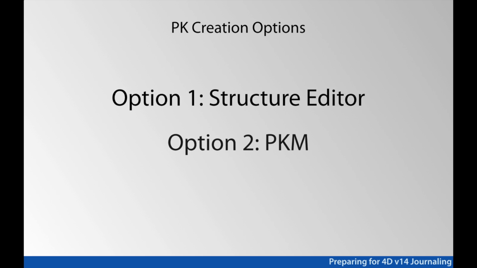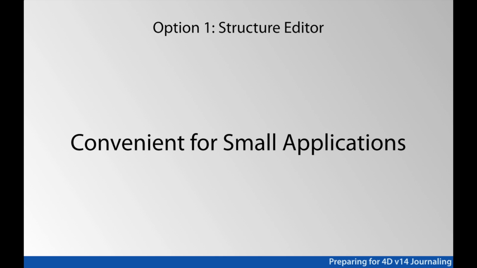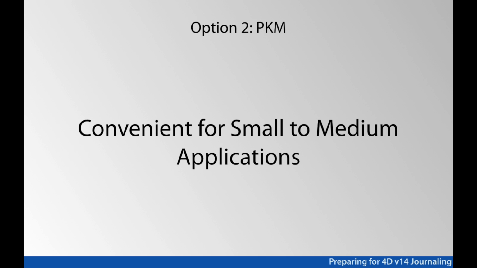So you've got three main options for creating primary keys. You can use the structure editor. That's convenient, I think, for small applications. The fact is, it may be easy for you to just go in and right-click on each one and create primary keys and get on with your life, and that's totally fine. You can use the primary key manager. I think it's convenient for small to medium applications where you don't have too many tables to scroll through and make the change. So again, go ahead and use it. It's convenient, it's there, it'll help.